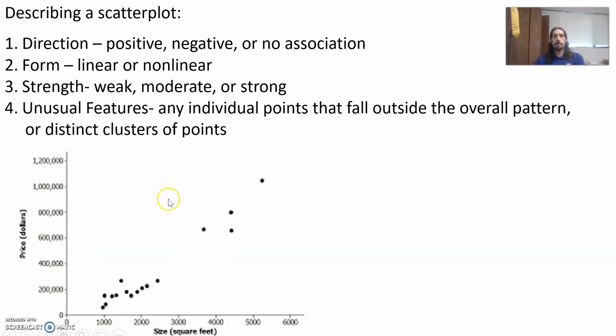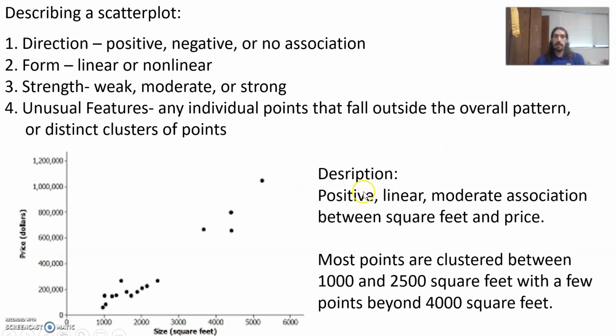And so take a moment right now, pause the video. How would you describe it in terms of direction, form, strength, and unusual features? After you've paused and taken a moment to think about that, here's the solution that I came up with. So you could describe it as a positive, linear, moderate association between square feet and price.